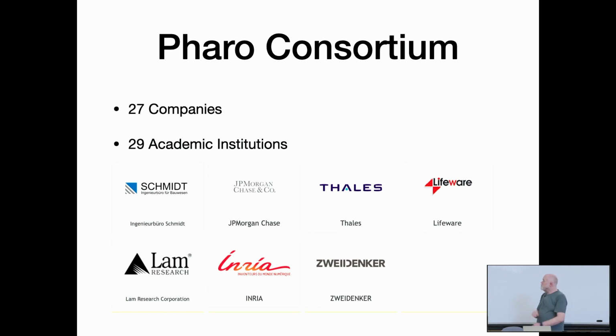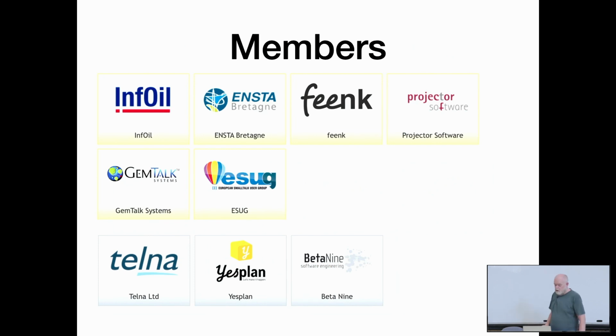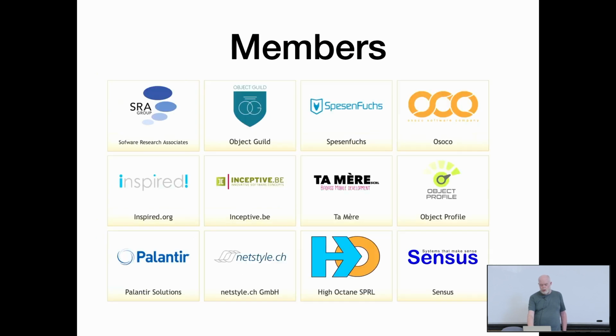And here you see a list of the platinum members, who pay the most. And then you have gold members and silver members, so it goes down to the bronze members on the lowest level, which is mostly smaller companies that use Pharo, maybe in one project or something like that.